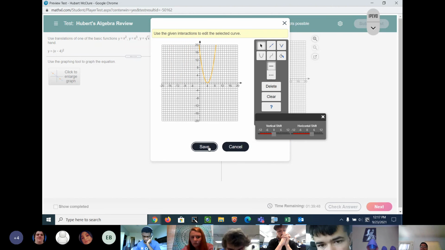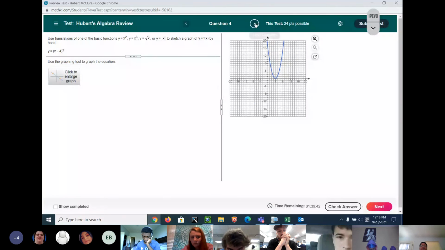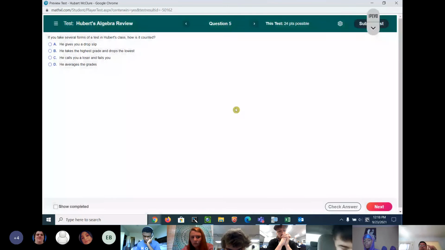And save. Next. And no, it doesn't tell you if you got it right. That's just something I have. Okay? If you take several forms of a unit test in Hubert's class, how is it counted? Do I average them all together or do I take the highest?